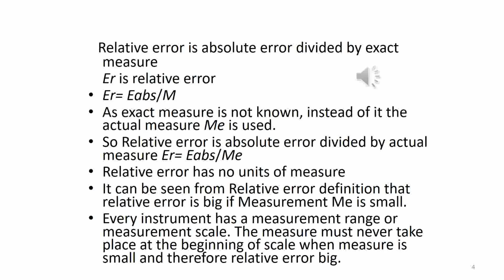It can be seen from the relative error definition that relative error is big if measurement ME is small. Every instrument has a measurement range or measurement scale. The measure must never take place at the beginning of scale, when the measure is small and therefore relative error big.